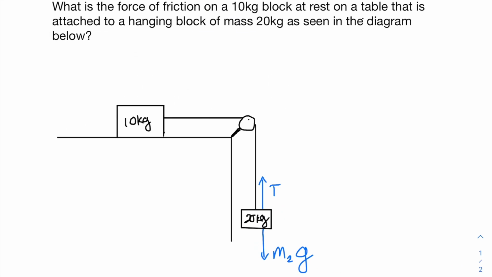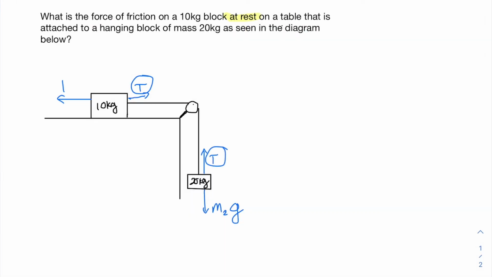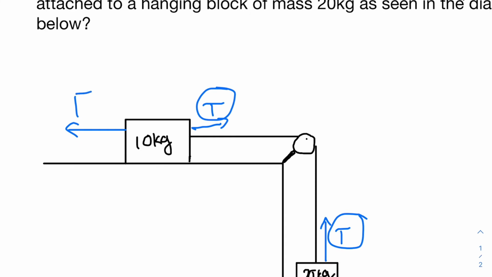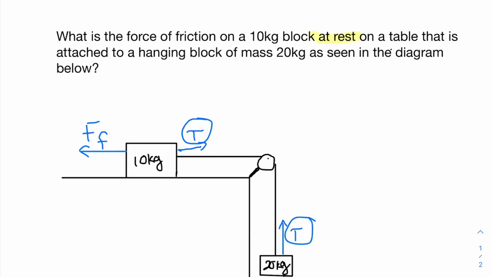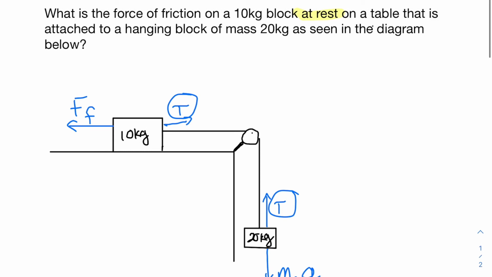And the forces at work, since the block is at rest on the table, that's important to note because that means you are going to have this same force of tension. All right? Tension is pulling that block towards the right, and those two values of tension will be equivalent to each other. So there must be some force opposing that tension, and that's the force of friction. So that's going to be your force of friction pulling the block on the table towards the left.